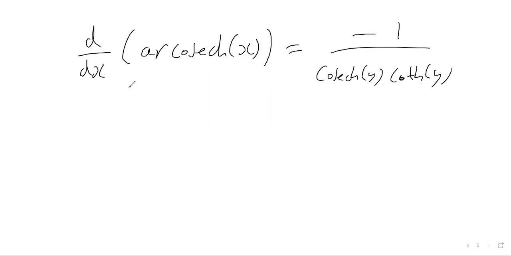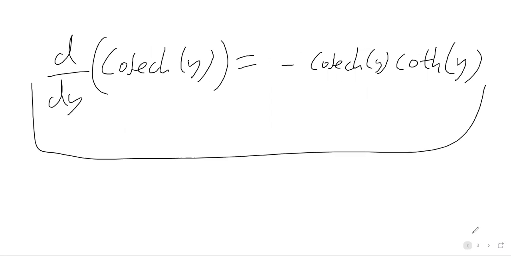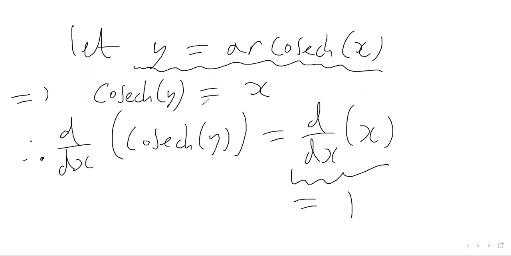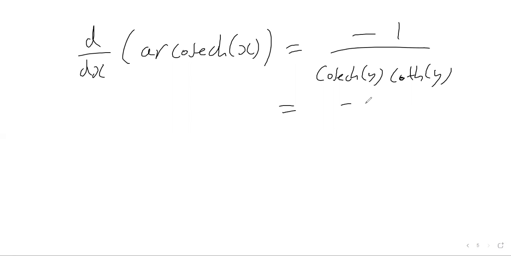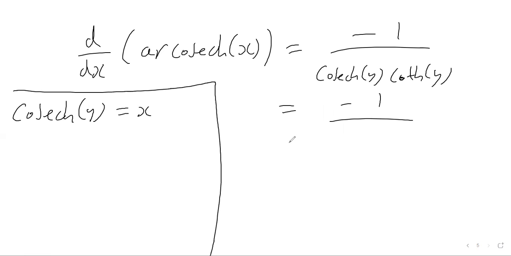Obviously we're differentiating a function of x, and we get a result which is a function of y. We've got to eliminate this function of y to get a function of x. We can do that because, if we go back here, we know that cosech y equals x. So we can just substitute that in. We're going to get here a -1 over x times coth of y, because as we know, cosech of y is equal to x. Let's just make a note of that there. So we're going to get x there, and then this coth of y function.